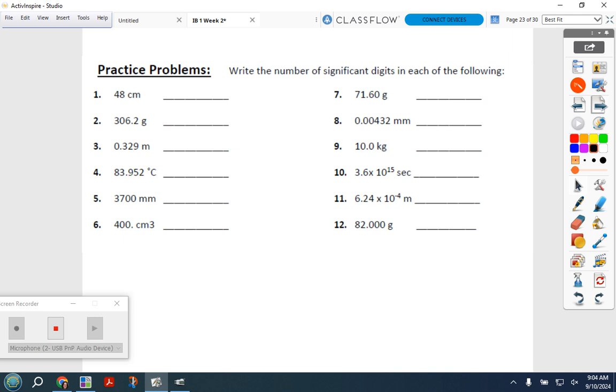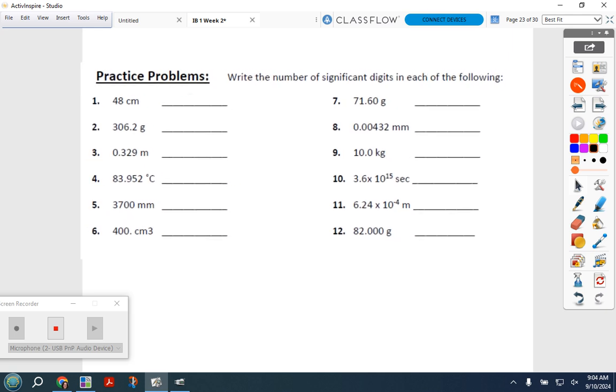So let's just walk through the answers to these problems. So Sylvie, what's the answer to number 1? How many sig figs? Okay, 2. Oops, sorry, gotta go back to my pencil. All right, Valerie, what about number 2? Yep. Jocelyn, what about number 3? 3, because that leading 0 doesn't count. Olivia, how about number 4? Yep. Julia, what about number 5?